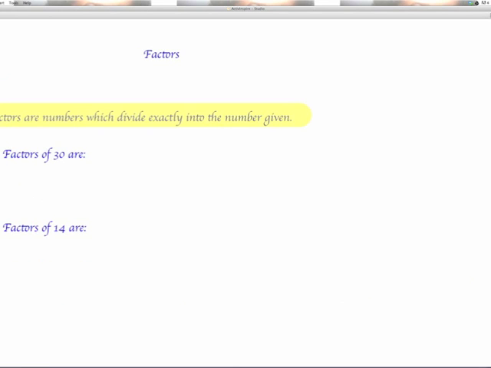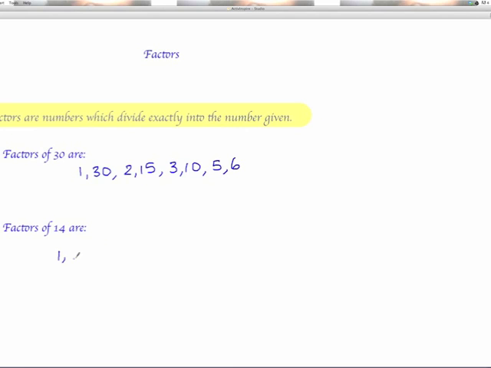Okay, so as we said, factors are numbers which divide exactly into the number given. So the factors of 30 are going to be 1 and 30, and we can always double check by multiplying these numbers together. So 1 times 30 gives me 30. 2 and 15, because 2 times 15 gives me 30, and also 3 and 10. Okay, and we've also got 5 and 6. All of these are the factors of 30.